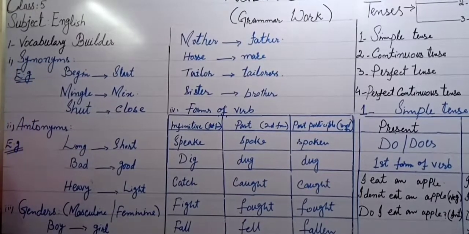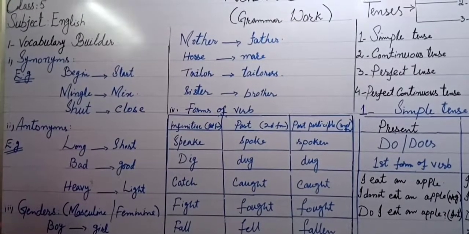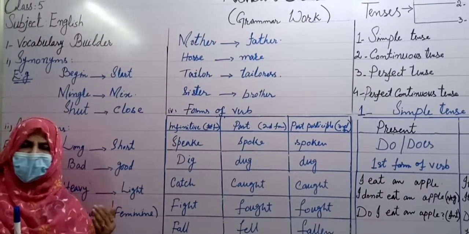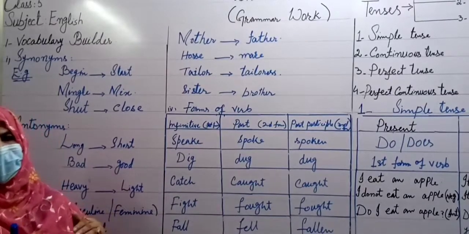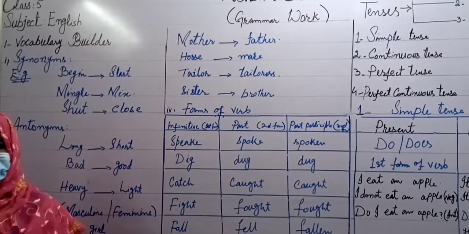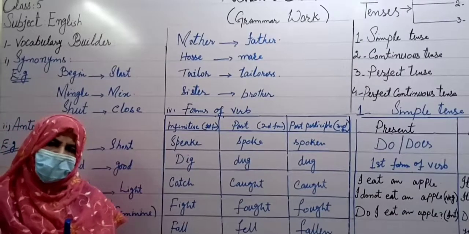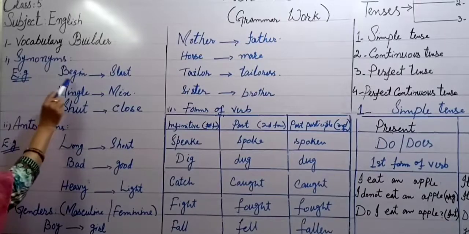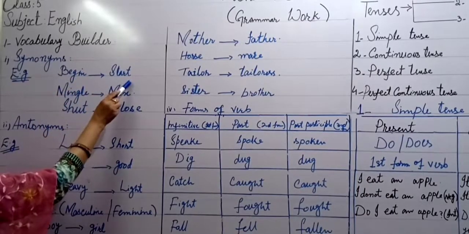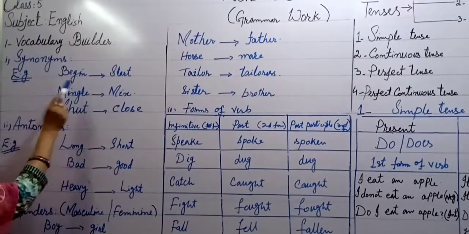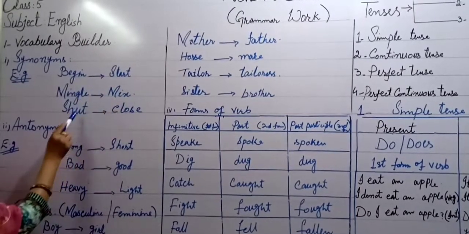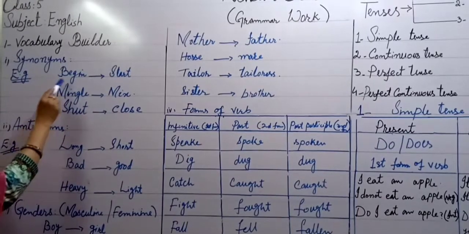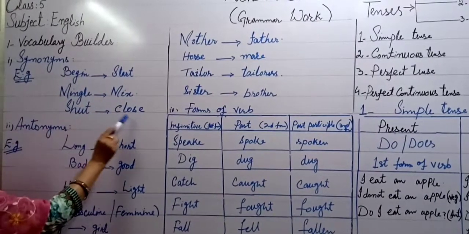Synonyms. First of all, what is synonyms? A word whose meaning is exactly or nearly the same as another word is called a synonym. Okay, beta? Look at examples. Begin, start; mingle, mix; shut, close. You can notice that these words have the same meaning.